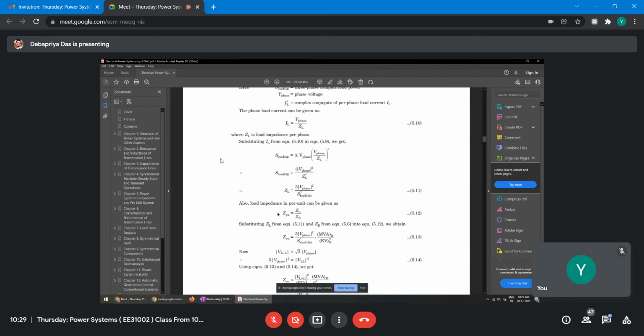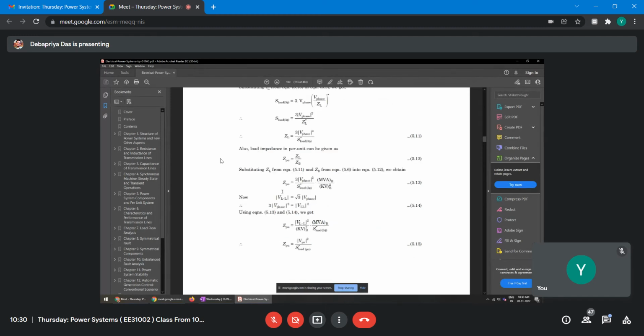Also the load impedance in per unit can be given as Z_L upon Z_B, where Z_B is equal to kV base square upon MVA base. You substitute Z_L and Z_B, and then you get the expression for Z_PU. The line to line voltage magnitude is equal to root 3 times the phase voltage, so squaring both sides, 3 V_phase square is equal to V line to line magnitude square. You can substitute V line to line square here, and then you get Z_PU equal to this much upon kV base square into this much.